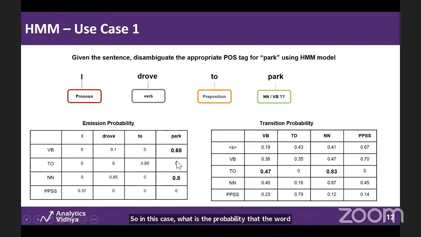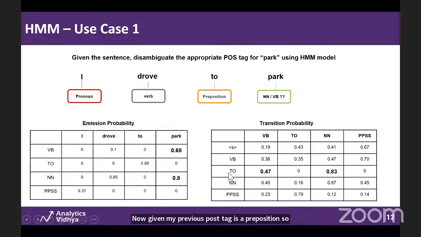It is 0.68 or 68%. And similarly, if you look at the probability of the word park belonging to noun, it is 0.8 or 80%. The emission probability alone cannot decide the POS tag. We also need the transition probability. In case of transition probability, what we are trying to understand is the probability that my current word park belongs to noun, given my previous POS tag is a preposition.